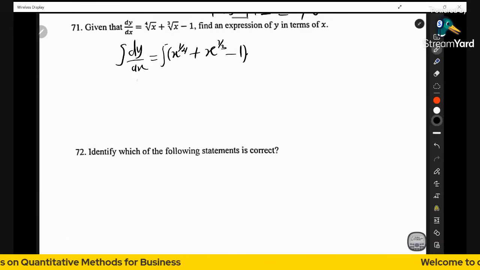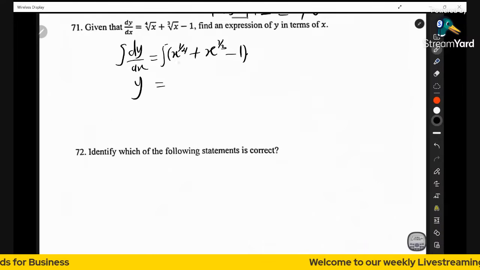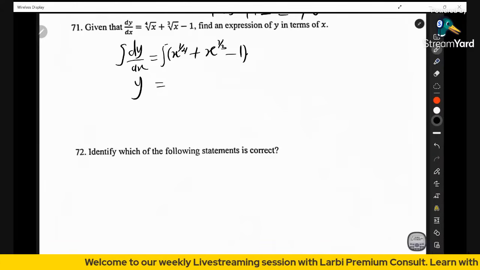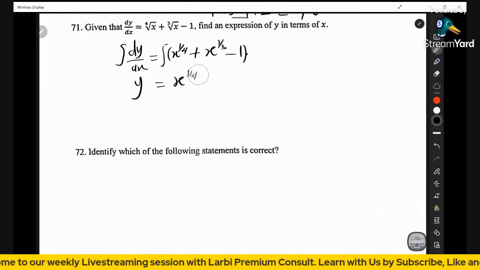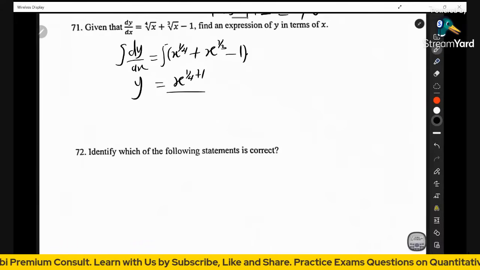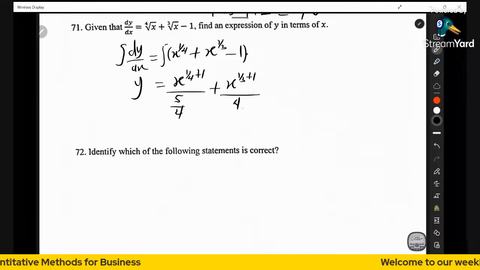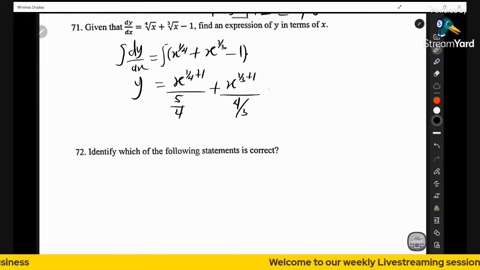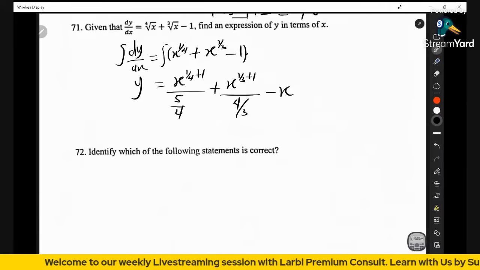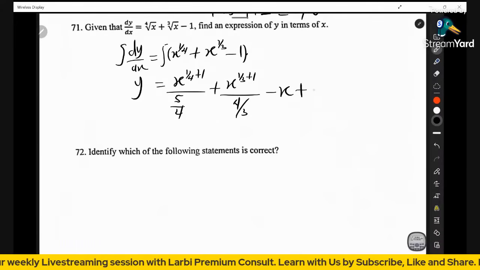So when I integrate dy over dx, I'm getting y. If I also want to integrate this, I'll add 1 to the power and then divide. So in this case, it becomes x to the power 1 over 4 plus 1, divided by, so when I add 1 plus 1 over 4, you should be able to get 5 over 4. So I divide by 5 over 4, plus here x to the power 1 over 3 plus 1, divided by 4 over 3. Then minus, integral of 1 should fetch me x. Then since it is indefinite, bring in a constant, say K.